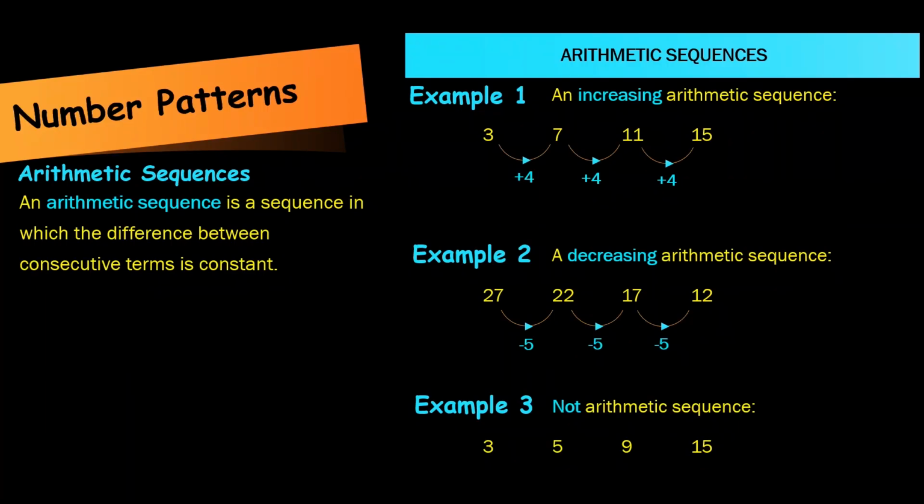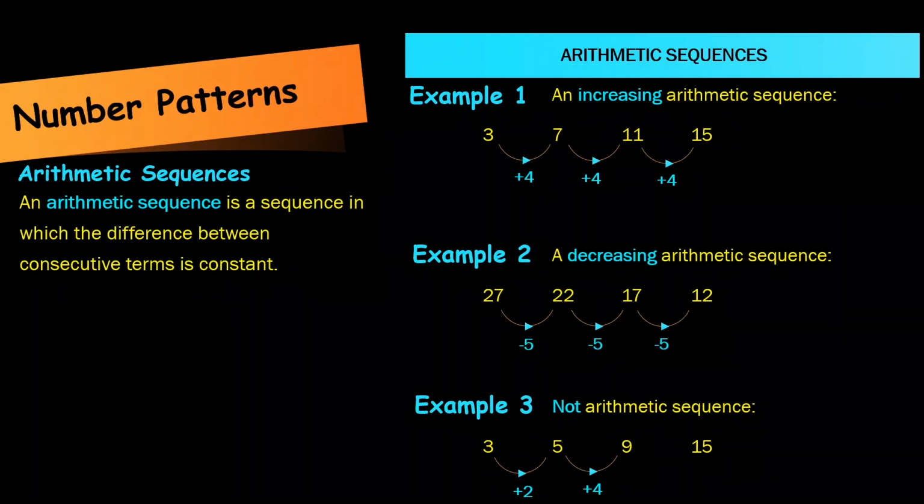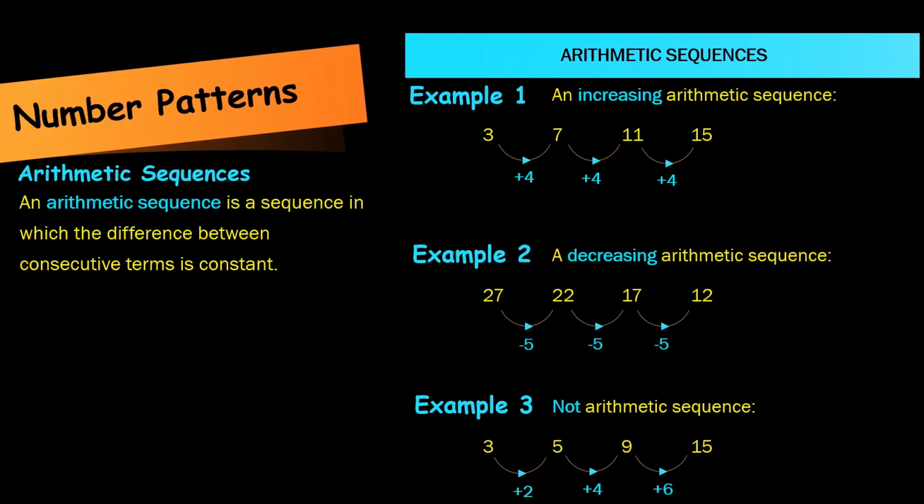A sequence which is not an arithmetic sequence can take the form 3, 5, 9, 15. Notice that this sequence for the first two terms has increased from 3 to 5, which is an increase of 2. Between 5 and 9, this is an increase of 4. And between 9 and 15, this is an increase of 6. So consecutive terms are not increasing by a constant each time.